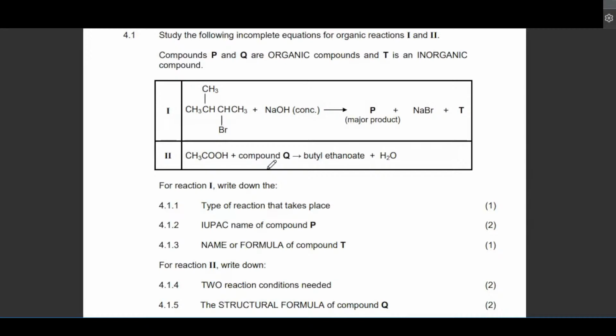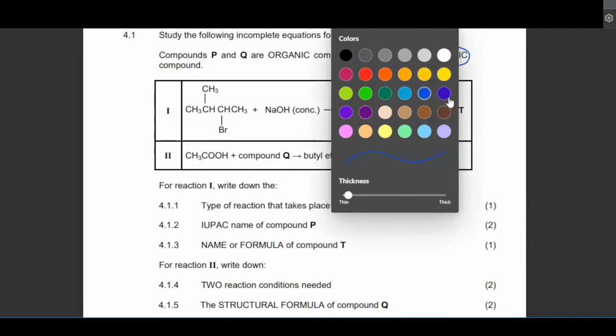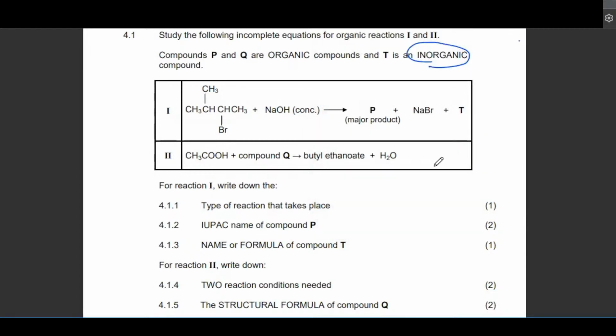Okay, let's go to question 4.1. Study the following incomplete equation for organic reactions 1 and 2. Compounds P and Q are organic compounds and T is an inorganic. Okay, this is an inorganic. All right, let's look at it. They're saying that for reaction 1, write down the type of reaction that takes place in reaction 1.